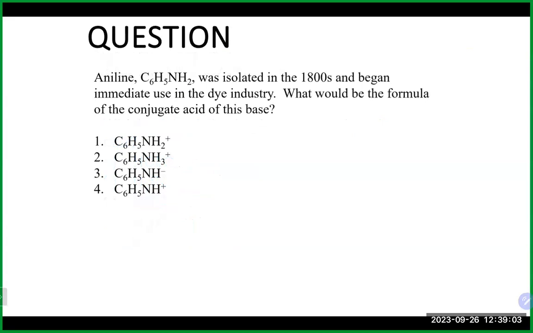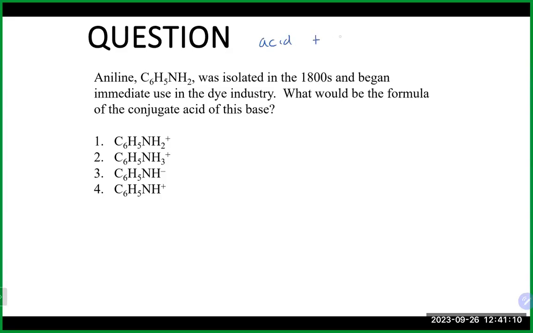All right, let's try another one here. We have something, C6H5NH2. What would be the formula of the conjugate acid for this guy? Okay, so let's take a look. So again, they were nice enough to tell you what it is, but sometimes they do not.